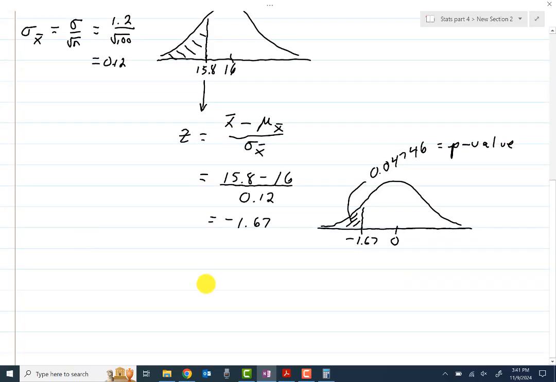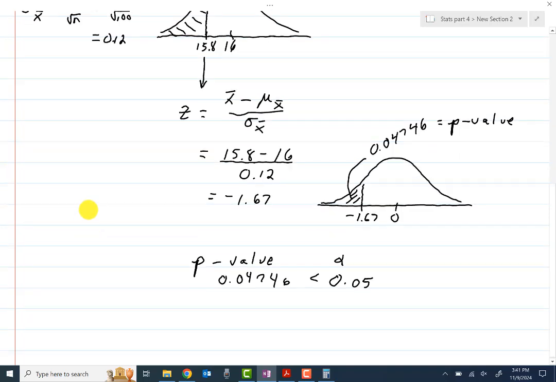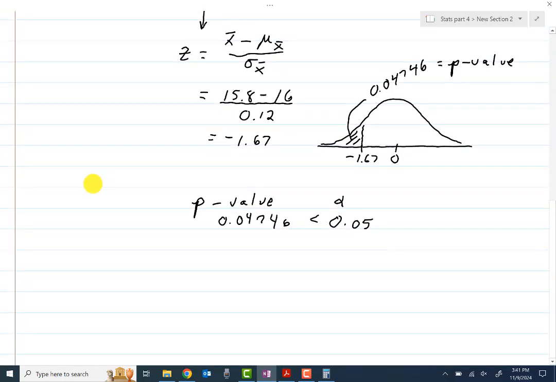We compare the p-value versus alpha. Alpha is usually a stated significance level at the beginning of the problem. The p-value here is 0.04746. You don't need that many decimal places to see which one's bigger. You can see that alpha is bigger than the p-value. Whenever alpha is bigger than the p-value, we accept H sub A.